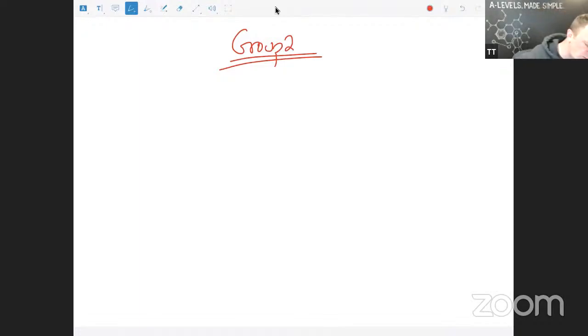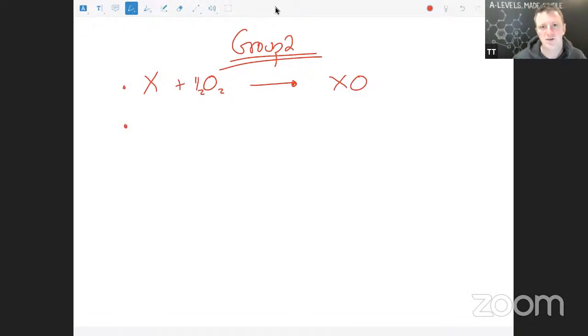Let's call group 2 X, so this could be any group 2 element. Obviously we react it with oxygen, and we're going to get a group 2 oxide. So reaction with oxygen, we absolutely need to know that. What other reactions do we need to know for group 2? I don't care which exam board you're from, just tell me.